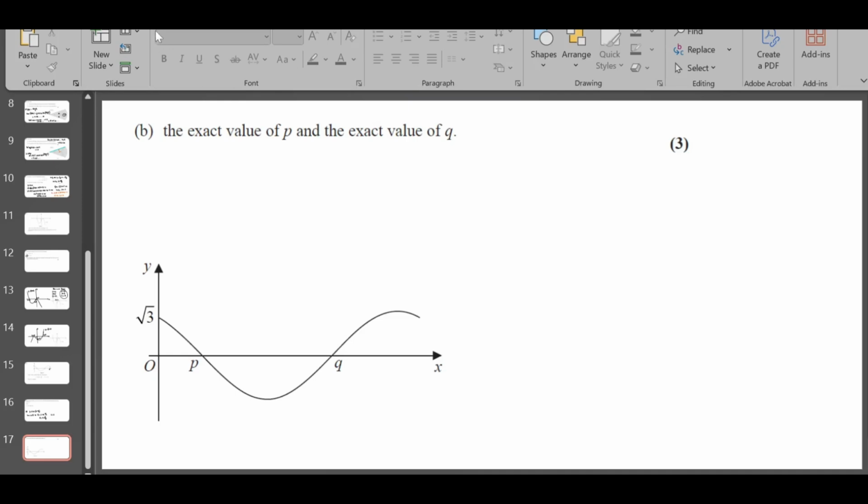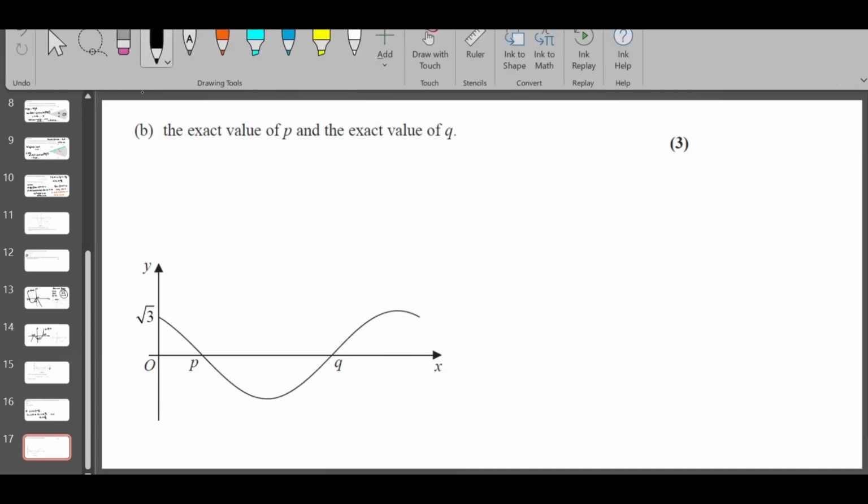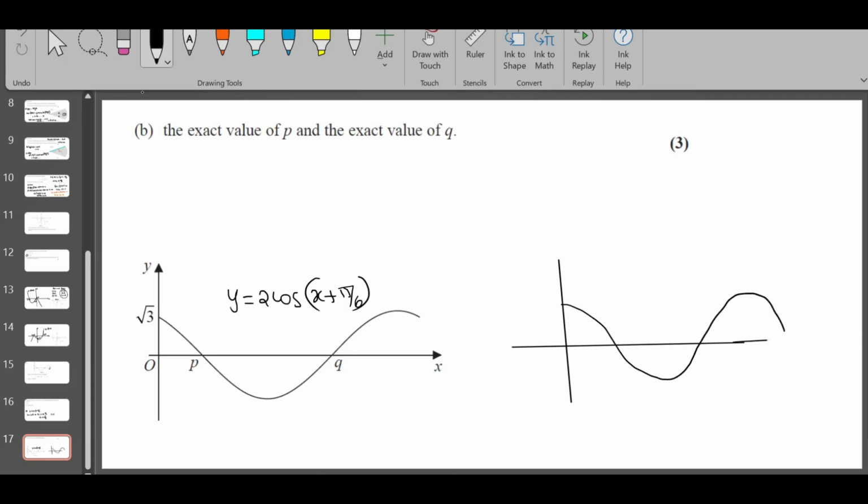Okay, B now. Find the exact value of P and Q. I put the graph here, the given graph. This is y is equal to 2 cos x plus pi over 6. Now I'm going to sketch the actual cosine graph. No need to label the axis and all. This will be pi over 2, pi, 3 pi over 2, 2 pi, 5 pi over 2. This is the actual cosine graph, y is equal to cos x.